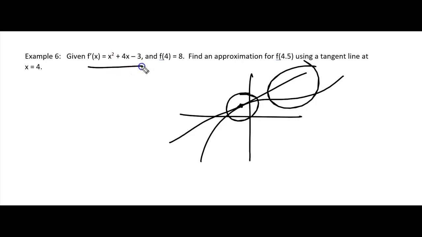So we have a derivative given to us. We don't know what the original function is, but we do know a point on that original function. The point is (4, 8). Now we want to estimate what f of 4.5 is, and we're going to do that using a tangent line.